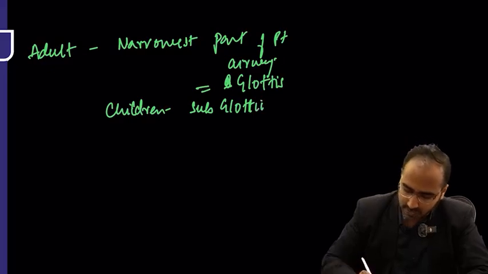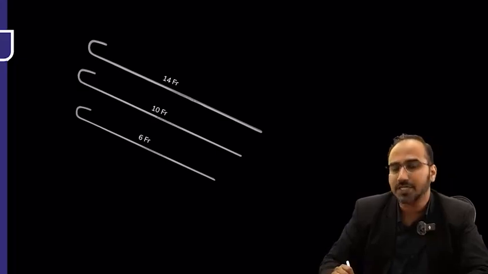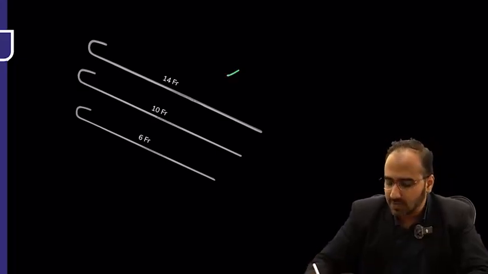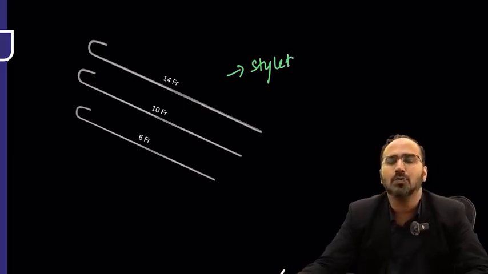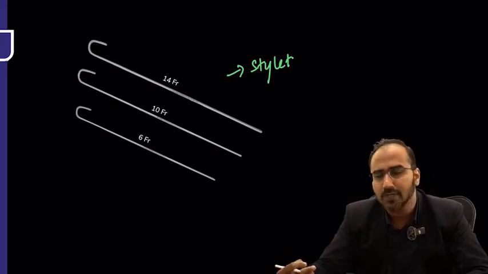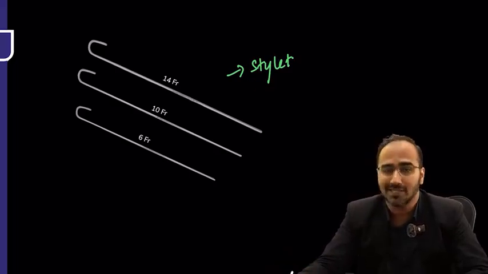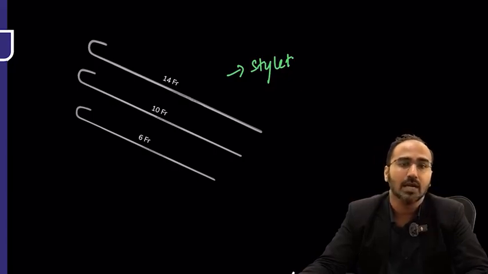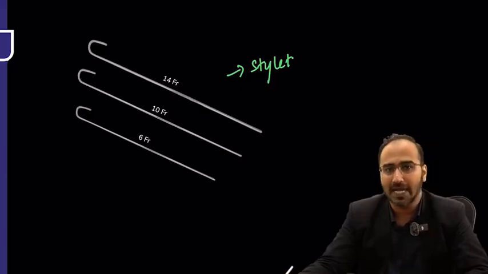Next, this structure which is visible on your screen is called what? This is the stylet. Remember, in difficult intubation cases, we usually put the stylet. Apart from the stylet, we also use the bougie. We use the stylet and the bougie for difficult airway management.